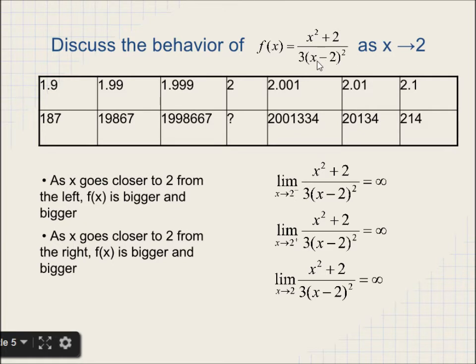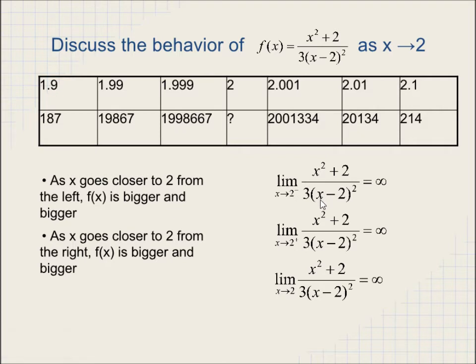Let's see the behavior of this function, x squared plus 2 3x. Using the tabular method, you can substitute the values of x to get the values. Or if you don't want to use the tabular method, as x goes closer to 2 from the left, f(x) is bigger and bigger.